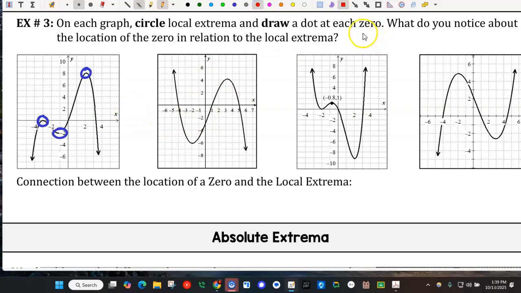And remember, 0 means y equals 0. Where does y equal 0? Where the graph intersects with the x-axis is the same question. So x-intercept, a 0, where y equals 0, all the same thing. So that's right here, dot, dot, and dot.